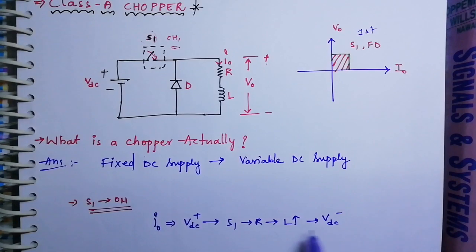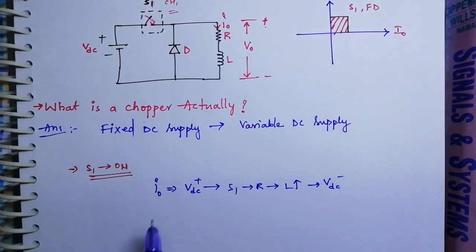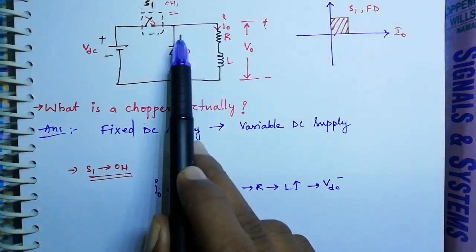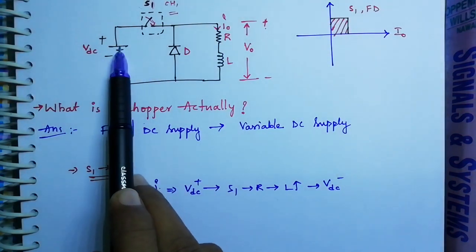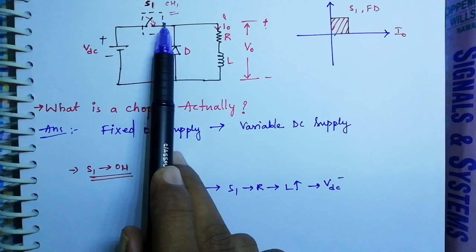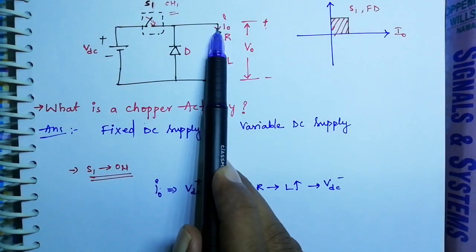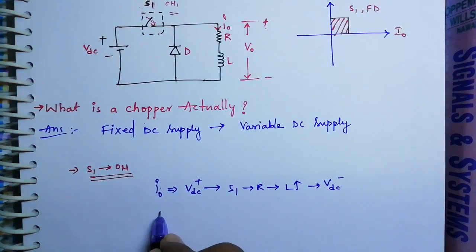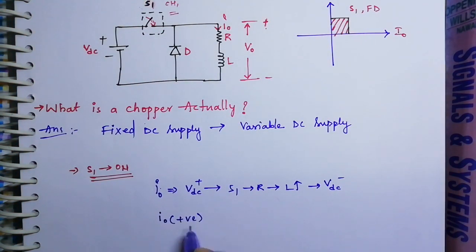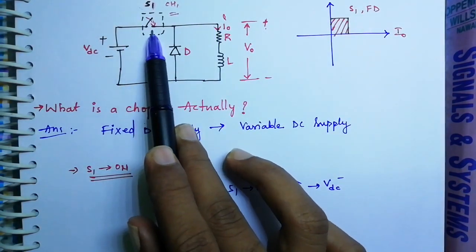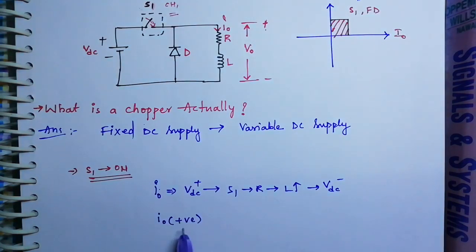So in this way my current is flowing, and if you see the current flowing and the reference current direction, both are the same because my current is flowing in this way when the switch is closed. Before closing the switch also, whatever reference current I have assumed is in the same direction. So I can say that the output current is positive because whatever I have assumed and whatever is actually happening in the circuit are the same. So I can definitely say it is positive.